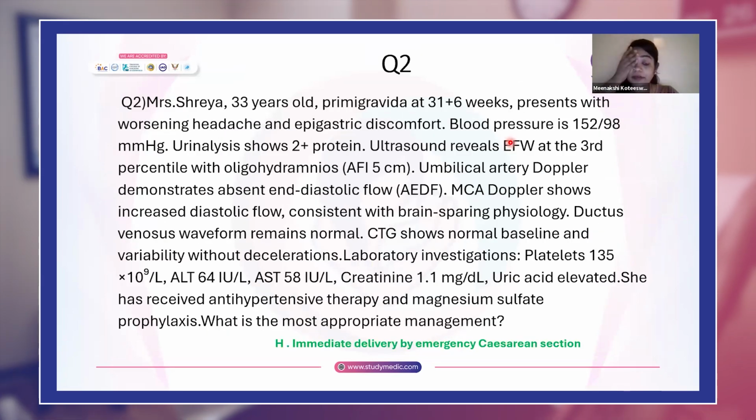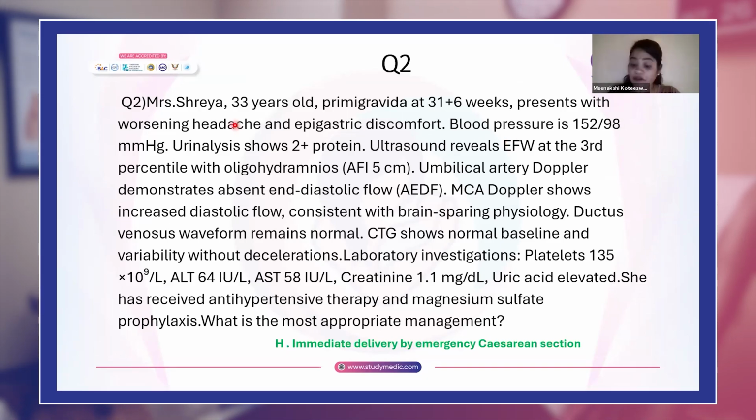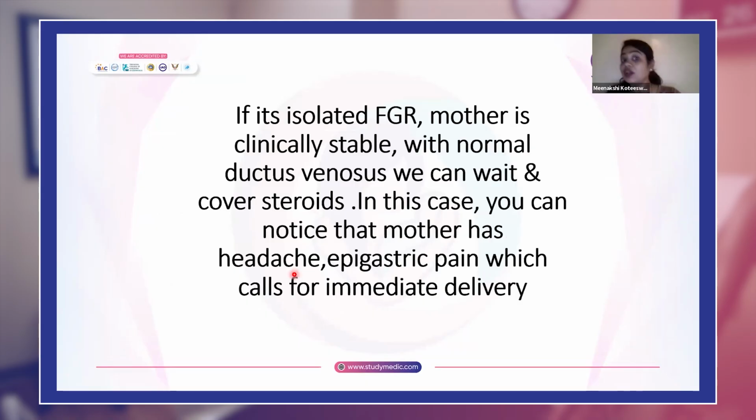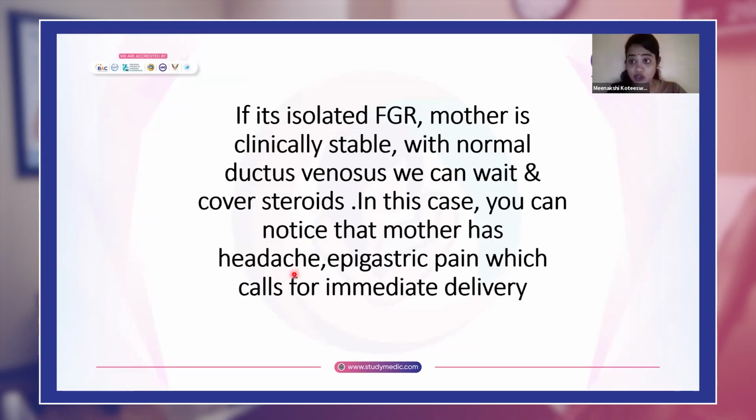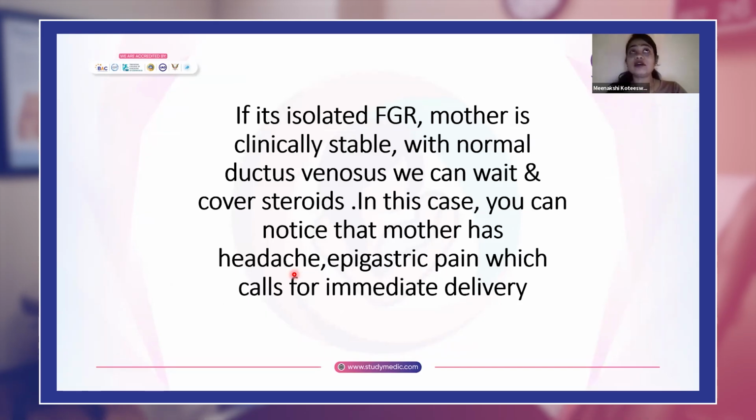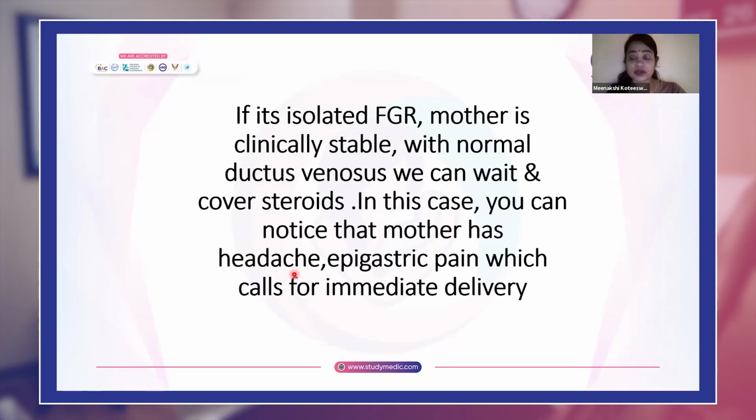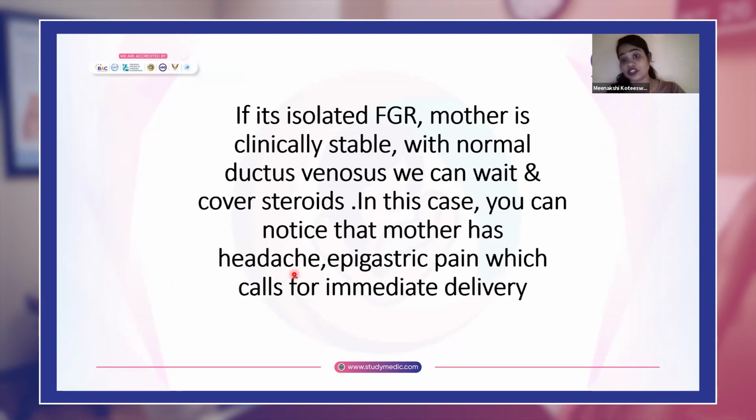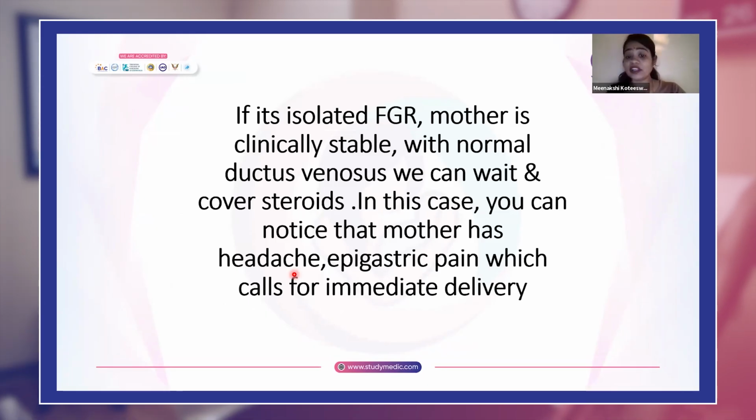Antihypertensives, everything has already been given. Magnesium sulfate is also given. And you can see that there are altered labs. So therefore, you will go for an immediate cesarean section. If in this case there is only fetal growth restriction and the ductus venosus is normal, then you wait until the ductus venosus turns abnormal, and that's when you deliver the woman. But in this case, because the mother is not stable, it's important that we expedite the delivery.